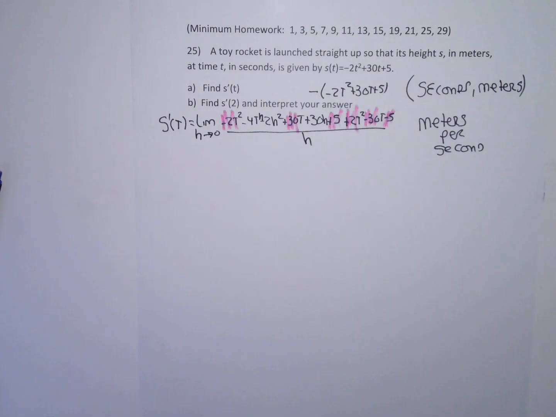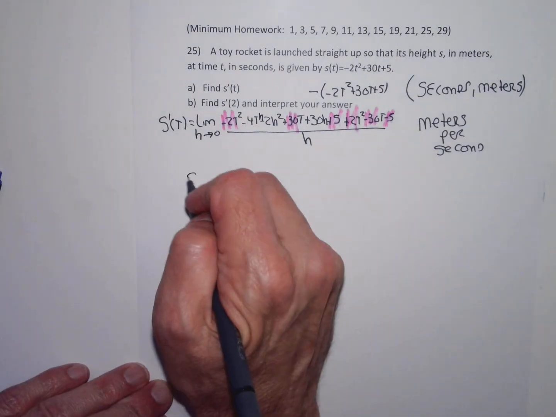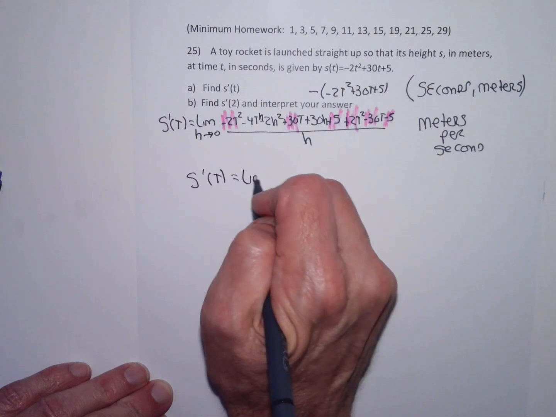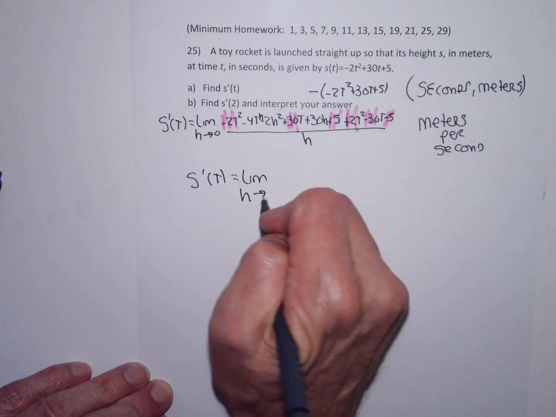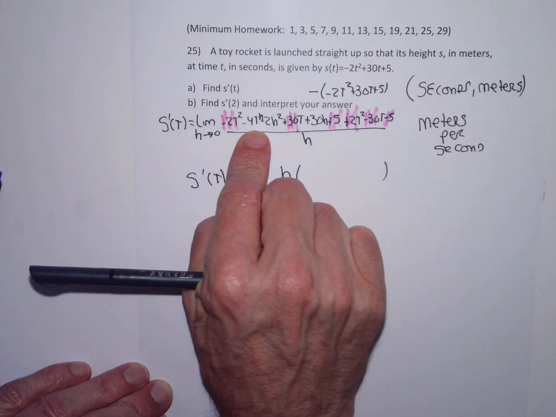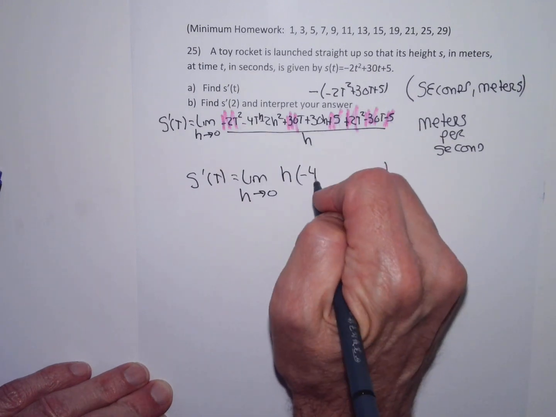I'm going to factor out an h in the numerator. I'm going to get s prime of t is the limit as h approaches 0 of h times, from the minus 4th, I'm left with minus 4t.